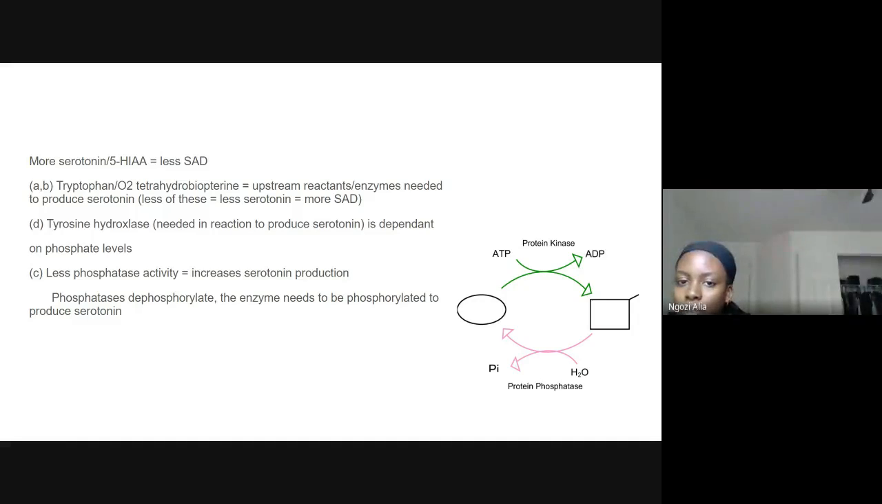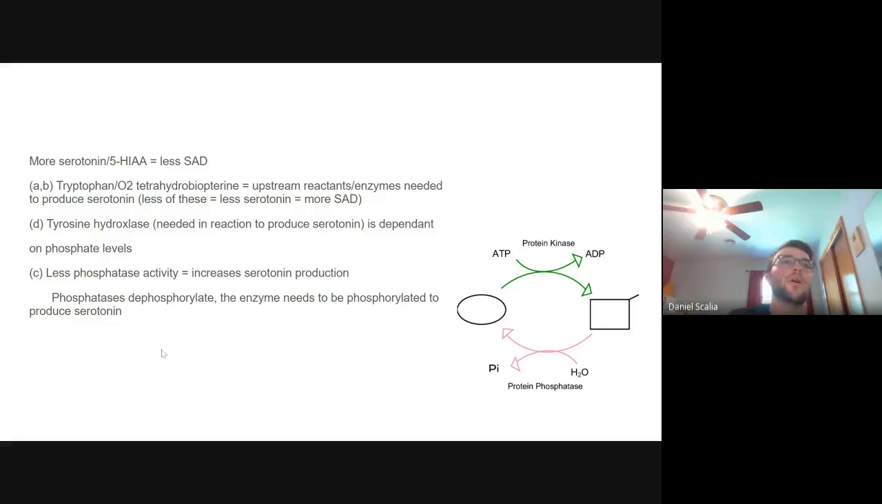So you said if you decrease phosphatase activity, you're increasing serotonin production? Yeah, so if you read in the paragraph, it's difficult because you also have to bounce between figure 1 and what they say in the paragraph. But they say the rate of this reaction is influenced by tryptophan concentration, the calcium-dependent phosphorylation of the enzyme, and the cofactor availability. So basically, the enzyme needs to be phosphorylated to produce serotonin.